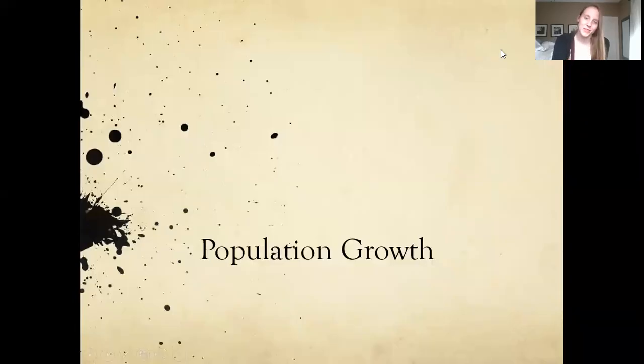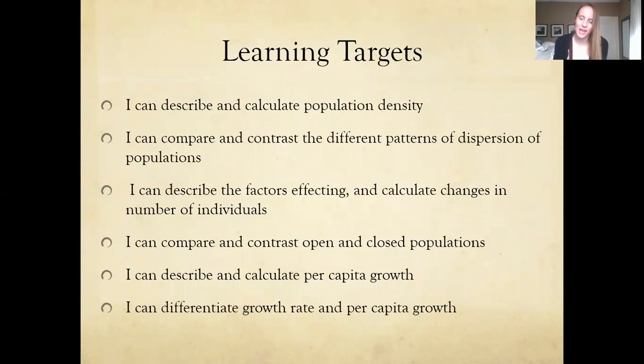Okay, so population growth. We're going to start by calculating population density, which is a really easy calculation. Then we're going to look at the different patterns of dispersion, which is just how populations are arranged, like how the individuals are spread out. Then we're going to look at all the different factors that affect the number of individuals in a population, and we're also going to be able to calculate the changes in those populations. We'll briefly look at the difference between open and closed populations, and then we're going to calculate per capita growth rate. You also need to know the difference between growth rate and per capita growth rate.